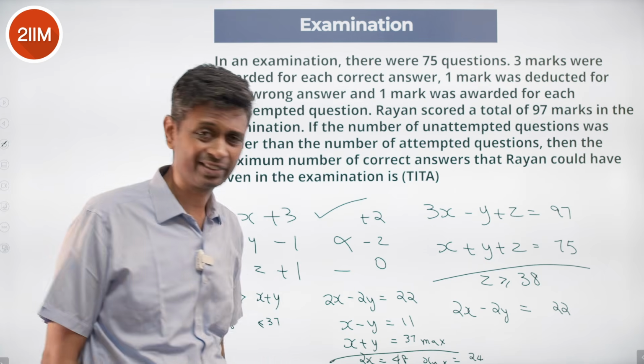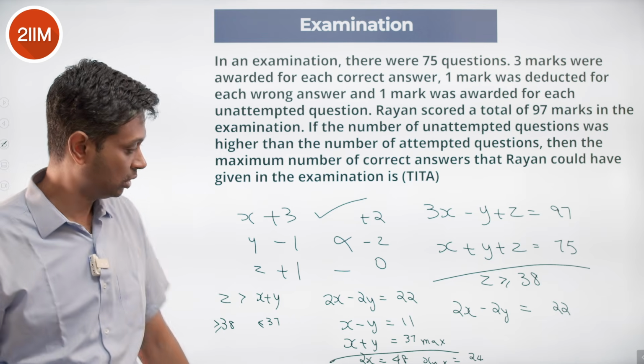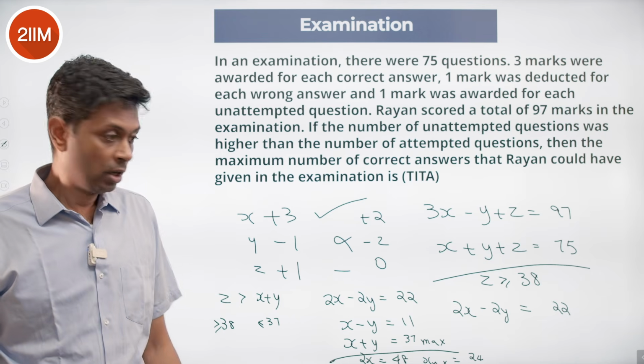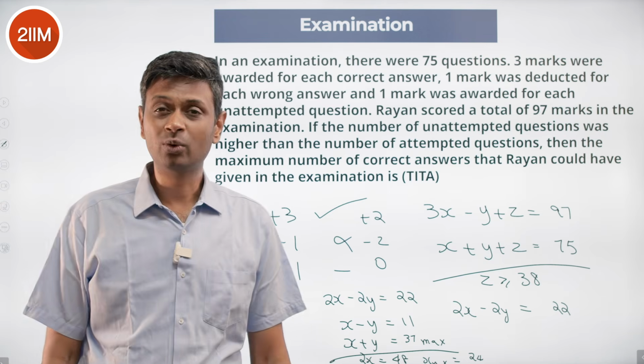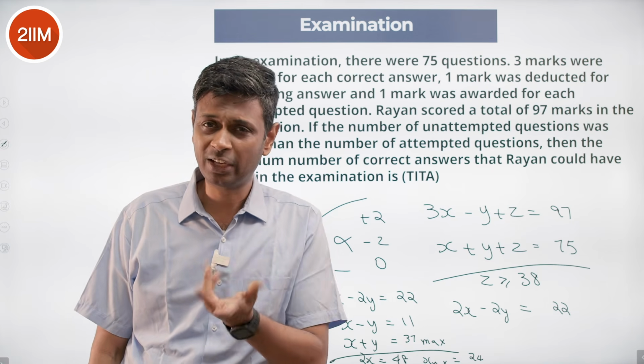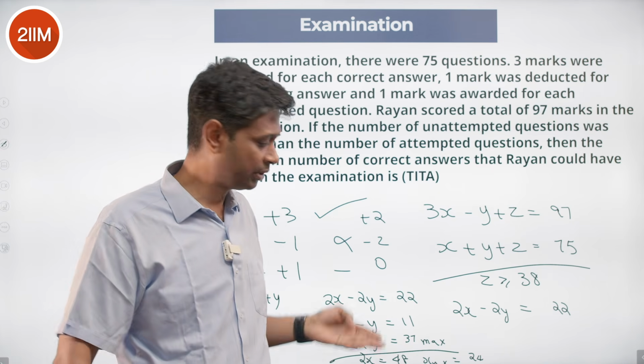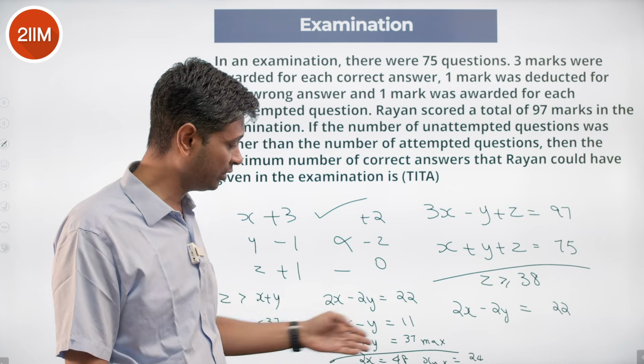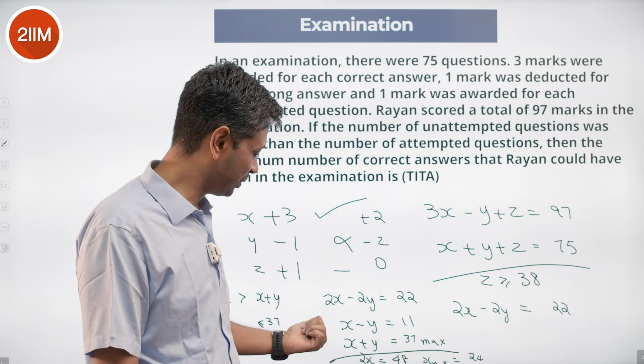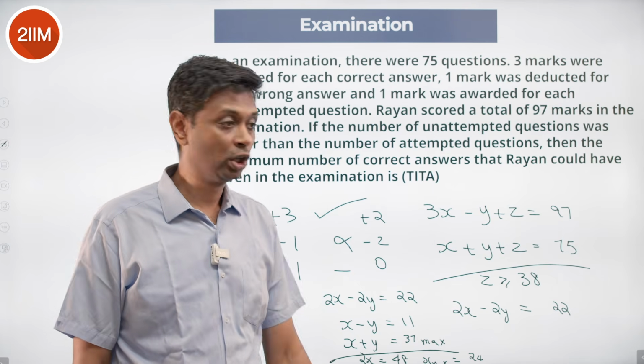We know x minus y is 11. That much we have figured out. We can figure out now that x plus y maximum is 37. Only if x plus y is higher can x be higher. Maximum it can go to is 37. 2x is 48, x is 24. x is 24, that gives y as 13.